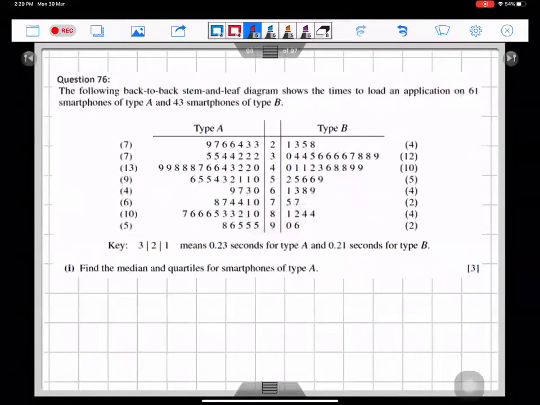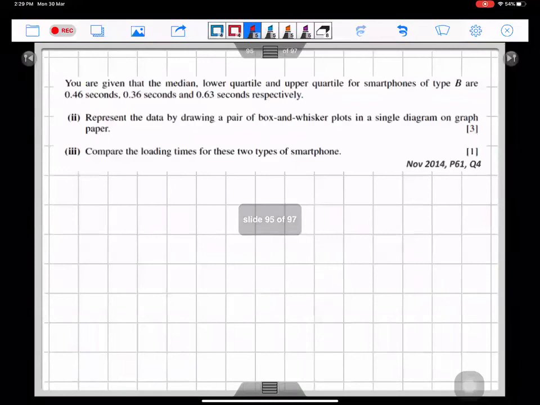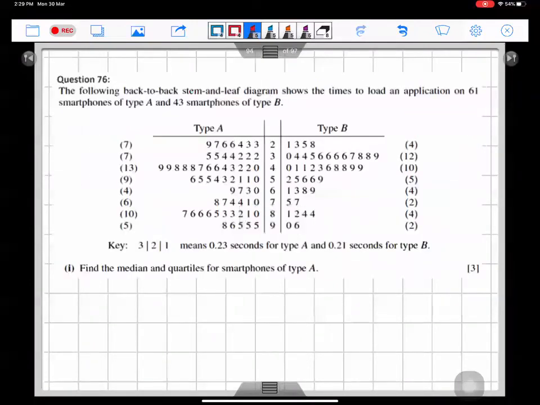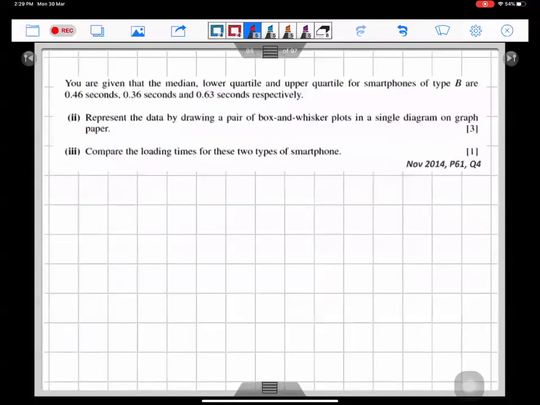The following back-to-back stem and leaf diagram shows the times to load an application on 61 smartphones of type A and 43 of type B. Find the median and quartiles. Another piece of info is given, a box and whisker plot. Compare the loading time of the 2 types of smartphone. So there is smartphone A and smartphone B. So median for A should be known. Median for B should be known.